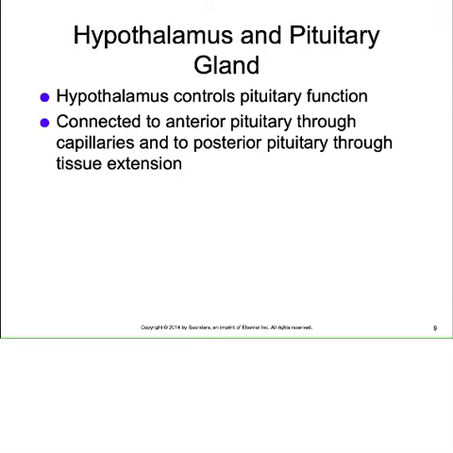In the case of the posterior pituitary gland, the hormones, antidiuretic hormone and oxytocin, are actually manufactured in the hypothalamus, and then they are stored in the posterior pituitary, and they don't get secreted until they get nerve impulses from the hypothalamus indicating that they need to be released.